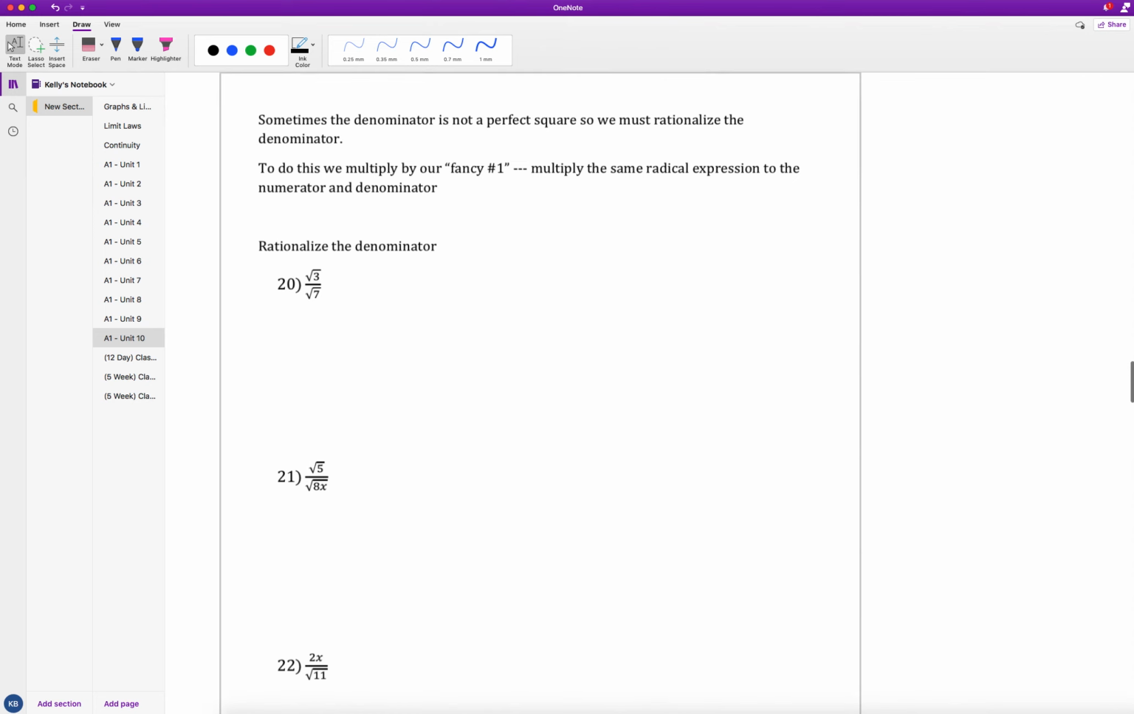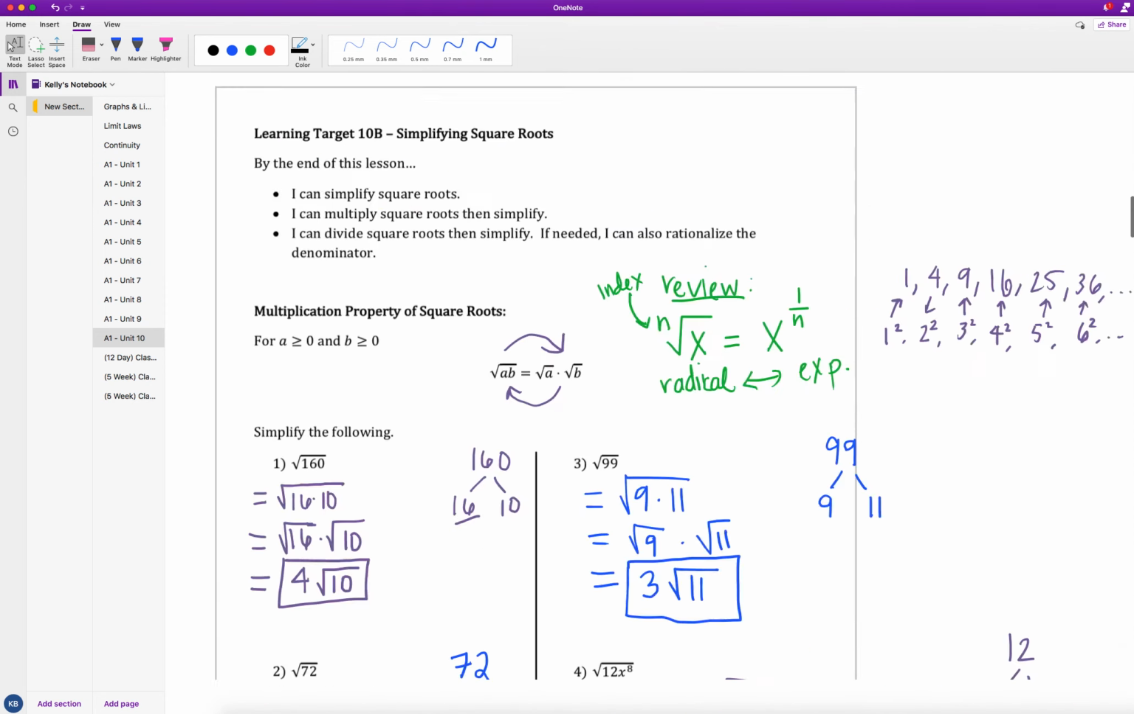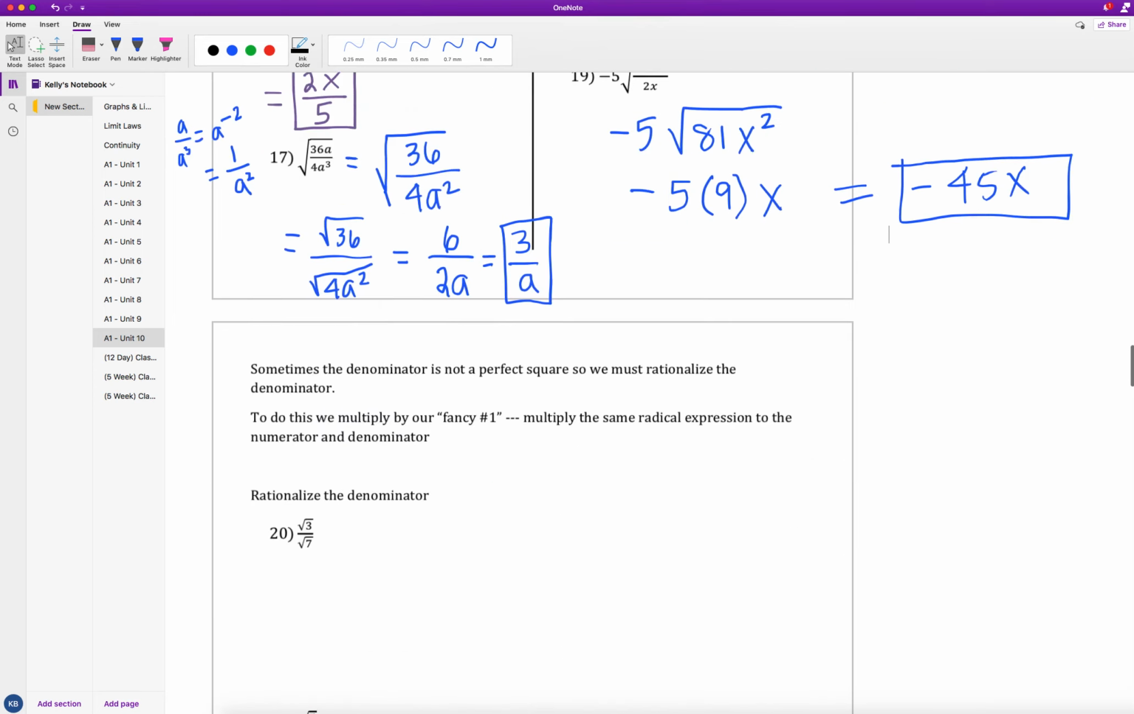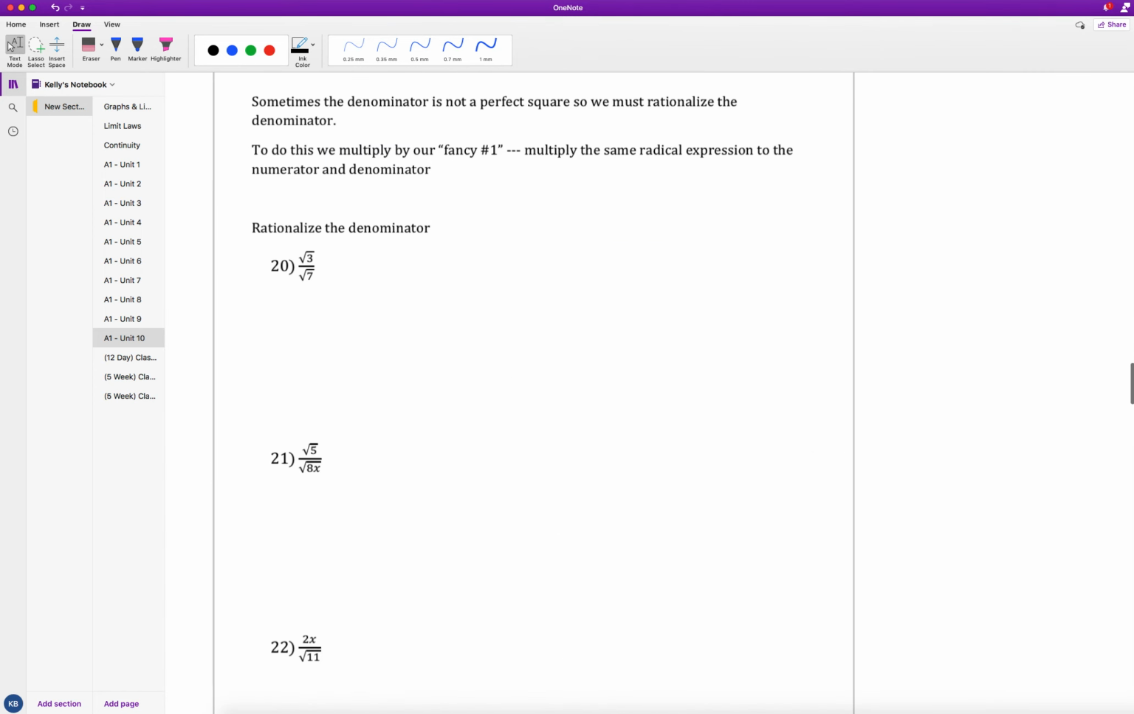So sometimes the denominator is not a perfect square, so we have to do what we call rationalizing the denominator. To do this, what we're going to do is multiply by our fancy number 1. So our fancy number 1 is when we multiply by the same thing over the same thing. And the reason that I call this our fancy number 1 is because anytime I have a number over itself, it reduces down to be 1, but it's fancier because we're strategically choosing what we want to multiply by.